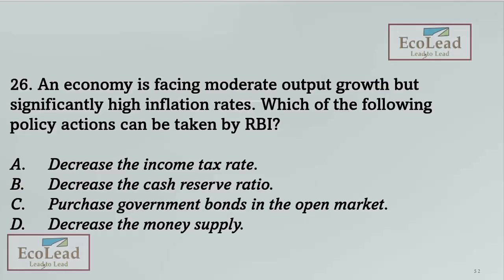Decrease the income tax rate. If the income tax rate decreases, definitely money in the hands of the people will increase. So it is going against the objective of RBI. Second option, decrease the cash reserve ratio. Again, it will increase the money supply because the availability of credit will increase. Option C, purchase government bonds in the open market. Now, if the government buys the bonds, then again people will get more money in their hands. So again it is going against the objective of the case we are discussing here.